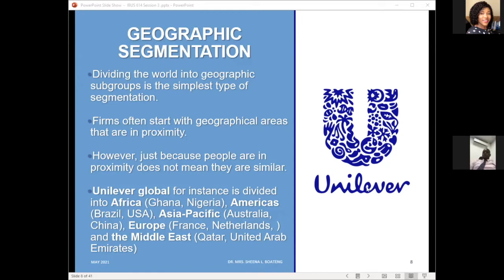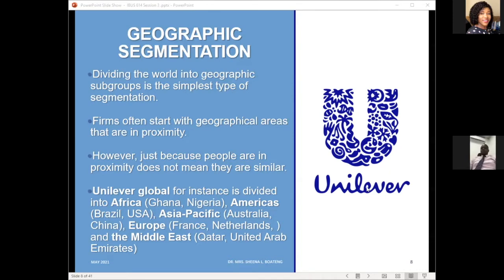And this understanding has been applied by several organizations over the years, particularly those multinationals that are operating in so many different locations. A typical example is Unilever, right? Now, Unilever Global has divided the world into regions, which they target using specific offerings.